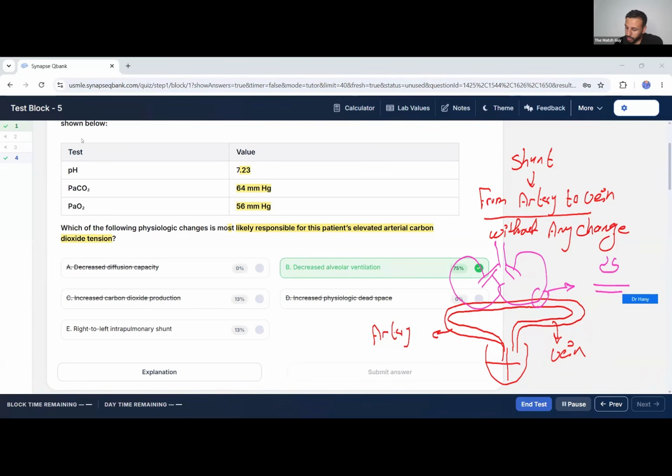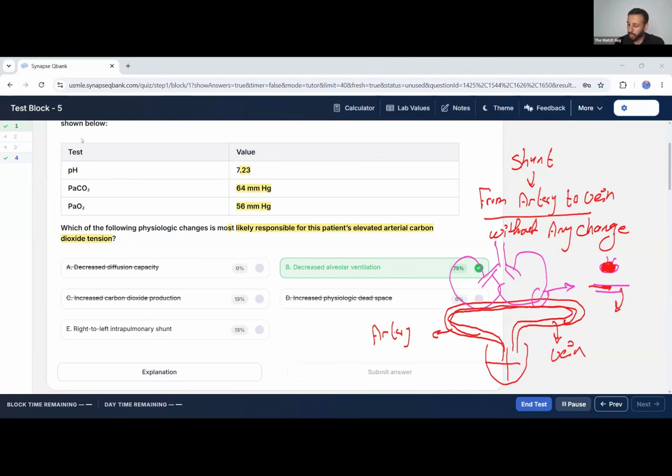When there is a condition that leads to alveolar filling of fluid, it means that when the blood goes from the artery to the vein, it's unchanged, right? There is no change in the oxygen, no change in the CO2. Since the alveoli is not giving or receiving any CO2, the blood is shunted from the artery to the vein without being changed. In this case, we call it a pulmonary shunt, a right to left pulmonary shunt.